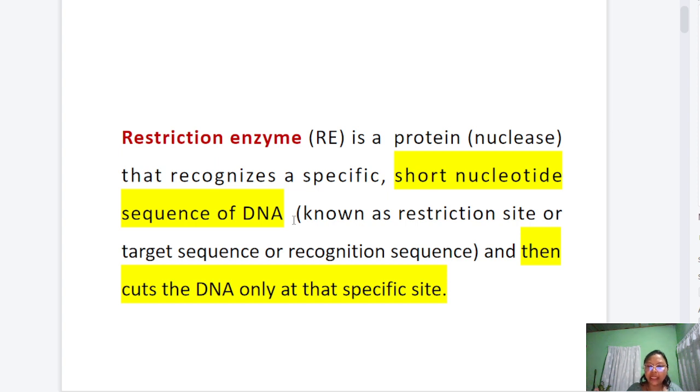And then what will they do once they recognize the site? Once they have identified their target sequence, they will then cut the DNA only at that specific site. This line, only at that specific site, will matter depending on the types of restriction endonucleases. But for now, we will say that these restriction enzymes identify the sequence, and once they identify the sequence, they will cut the DNA sequence. I hope it is clear till there.